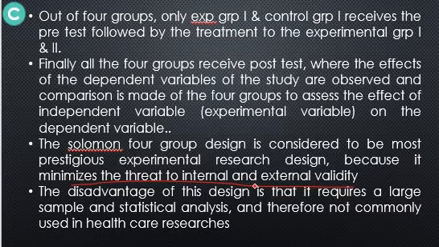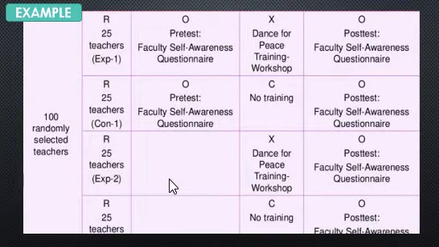The main disadvantage of this design is that it requires a large sample and statistical analysis, and therefore it is not commonly used in healthcare research. In this example, we can see that out of the 4 groups, only experimental group 1 and control group 1 receive the pretest, followed by the treatment to experimental group 1 and experimental group 2. Finally, all 4 groups receive the post-test.